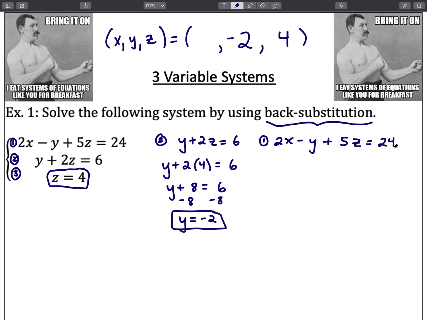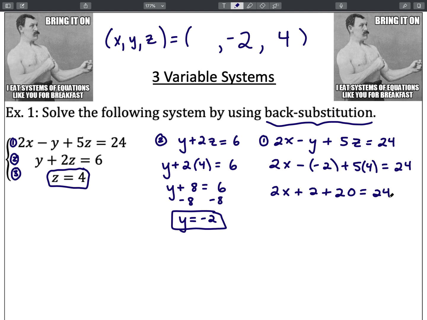Now let's plug in what we know. We still don't know anything about x, so 2x minus, how about for y? We know y is negative 2, plus 5 times z. Z is 4, so I'll plug that in, and the whole thing is equal to 24. So now I have 2x, negative times negative 2 is positive 2. 5 times 4 is 20. So this will look something like this.